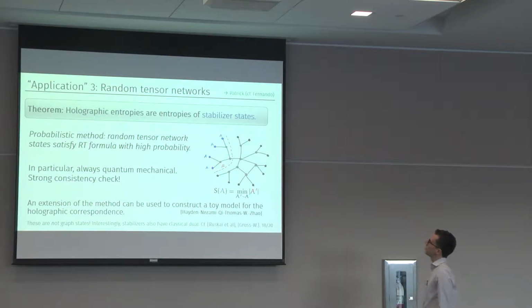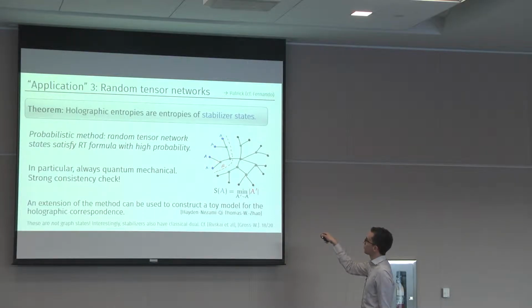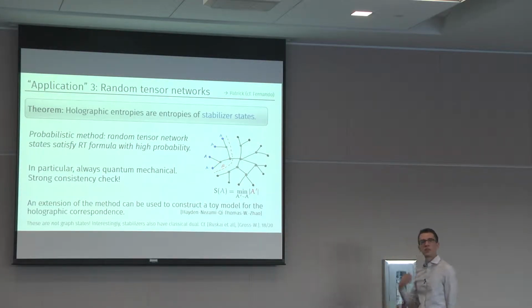Maybe the last, not really an application, but something that was very much motivated by this work that I wanted to mention, is this issue of random tensor networks that Patrick briefly discussed on Tuesday. What Patrick told you about is basically: take an arbitrary graph, put random tensors of high bond dimension wherever the vertices are, so these are like maximally entangled states. These are the random tensors. If you do this, then this Ryu-Takayanagi formula is actually satisfied with high probability.